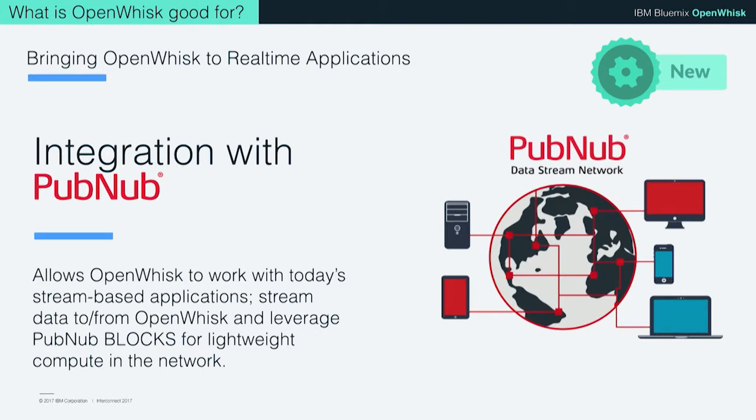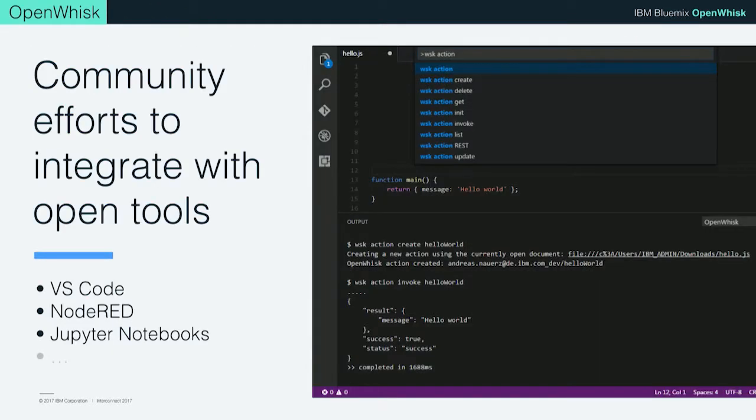We also announced integration with PubNub. So this is another kind of source for real-time applications being able to use serverless, and we've integrated PubNub with OpenWhisk so that you can work with stream-based applications. You can do some delegation of function into the network and leverage events flowing to and from PubNub within your applications.